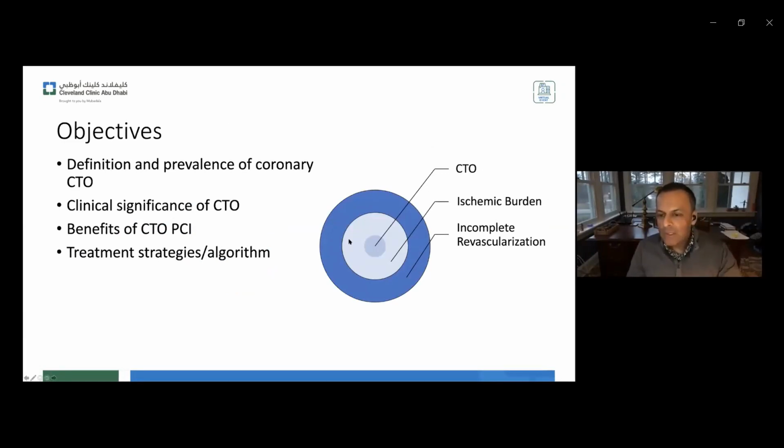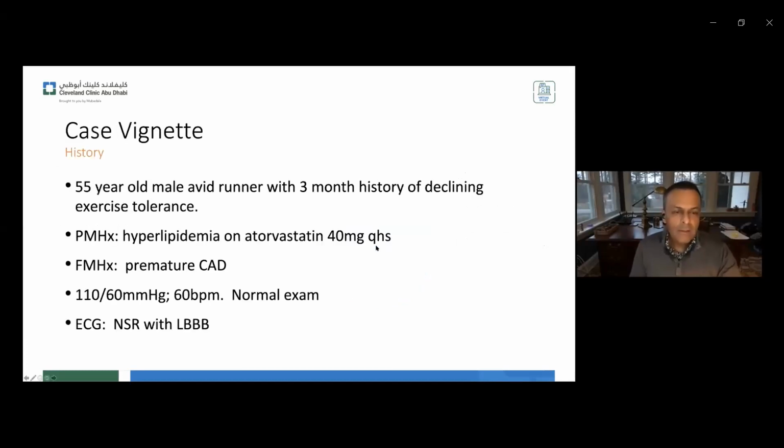The best way to understand patients who have CTO is that they're just a smaller subset of patients suffering ischemic burden from incomplete revascularization. And many of the data and evidence that we use to support treatment of patients with incomplete revascularization all apply to patients with CTO. The easiest way to understand this is through a clinical vignette. This is a true story of a patient of mine. He's a 55-year-old male avid runner with declining exercise tolerance. He's already on a statin for hyperlipidemia and has a history of coronary artery disease in the family.